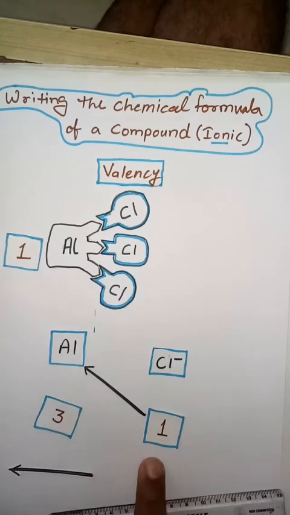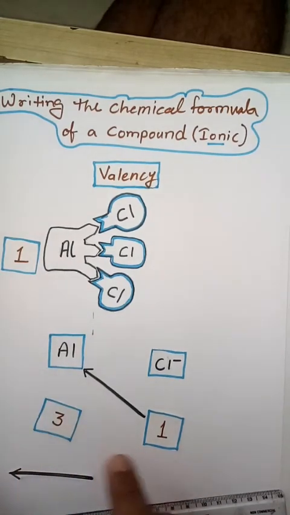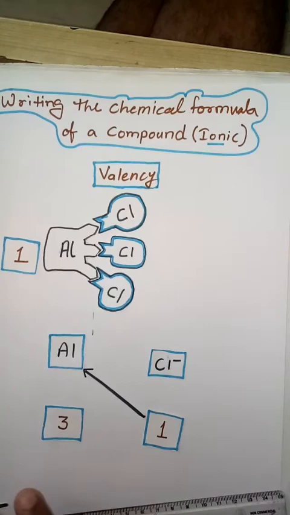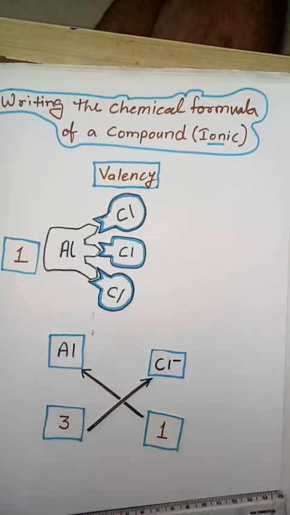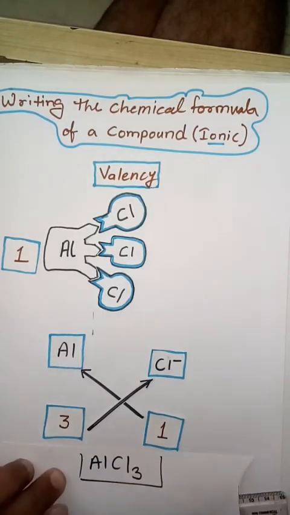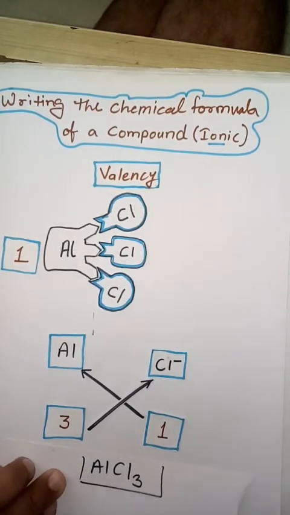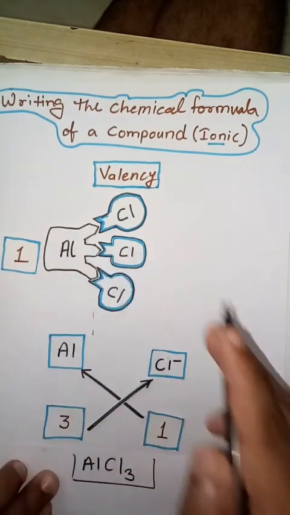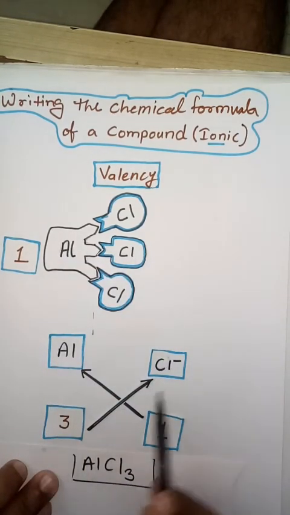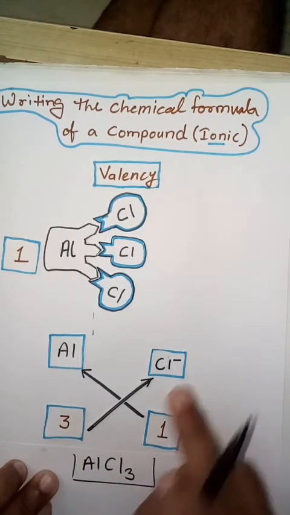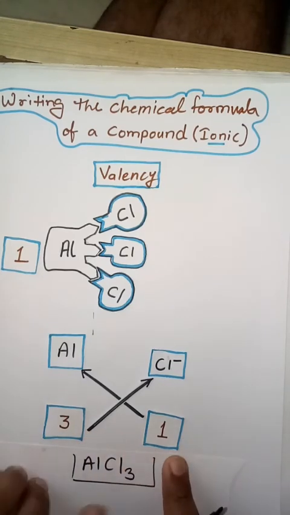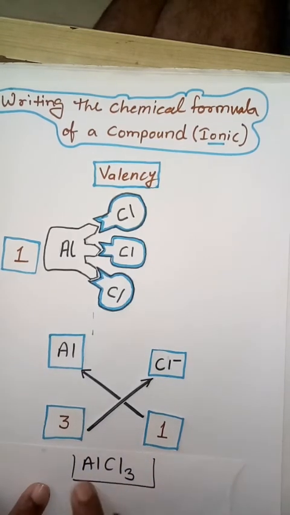So the aluminium's valency of 3 will transfer to the chlorine, and the chlorine's valency of 1 will transfer to the aluminium, like this. And finally when it transfers, we get aluminium chloride. I hope you're getting clear with the concepts. So aluminium 1, chloride ion 3: aluminium's valency transfers to chlorine, and chlorine's valency transfers to aluminium. So this is how we write.